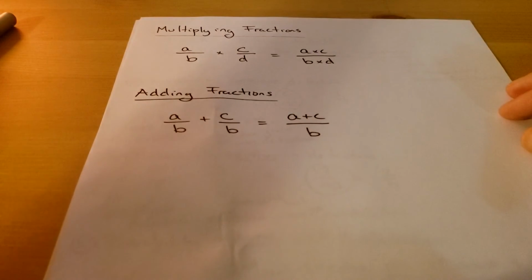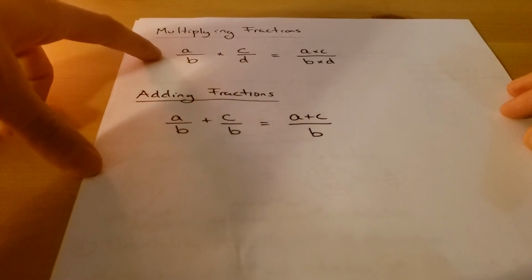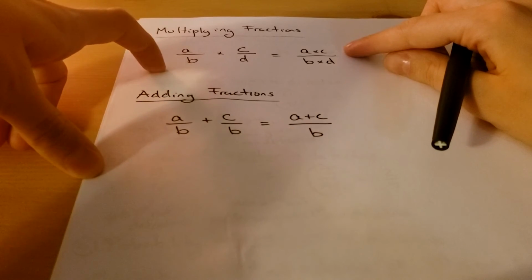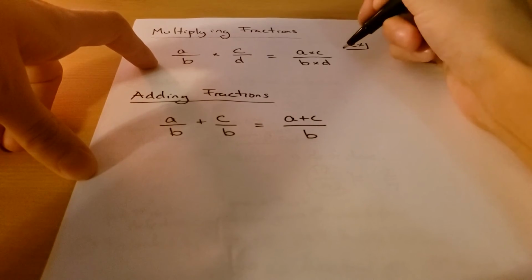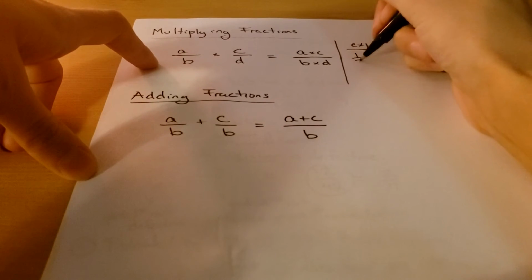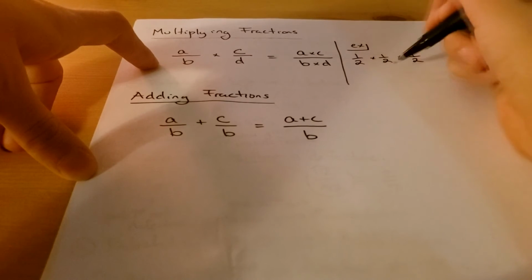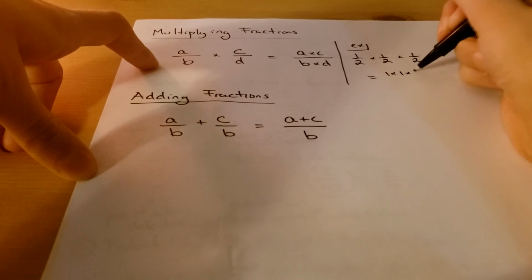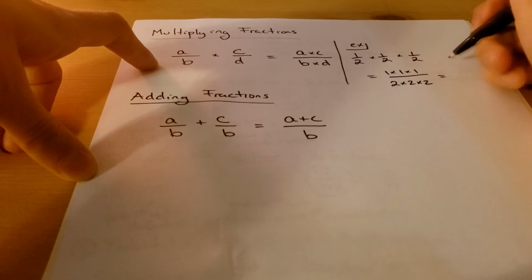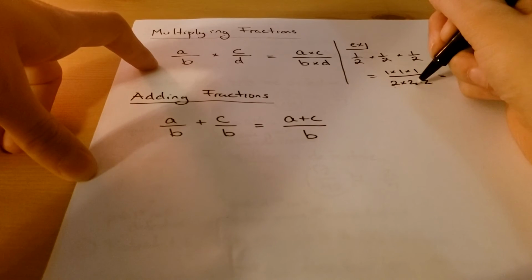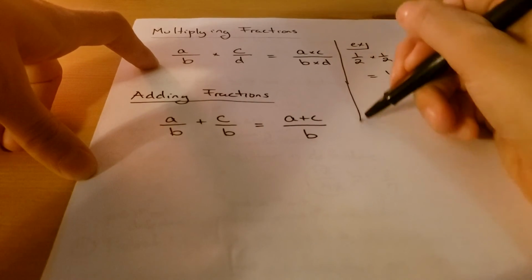So, just to remind you how that works, if we have a fraction a over b times c over d, you multiply numerator by numerator, and then you multiply denominator by denominator. So for an example, let's say we wanted to do 1/2 times 1/2 times 1/2. This is going to be equal to 1 times 1 times 1 over 2 times 2 times 2. And this would end up being 1 over 2 times 2 is 4, and then times 2 again is 8.